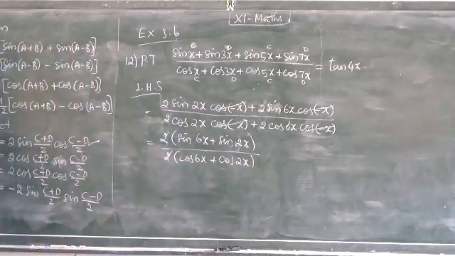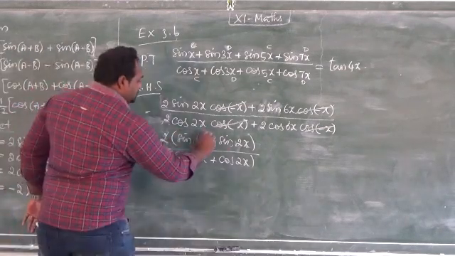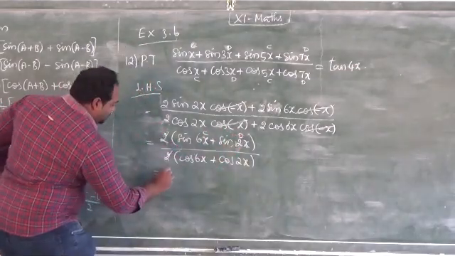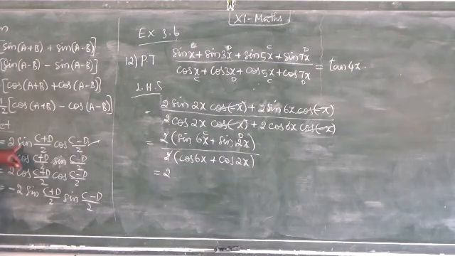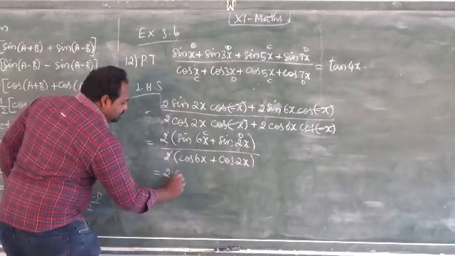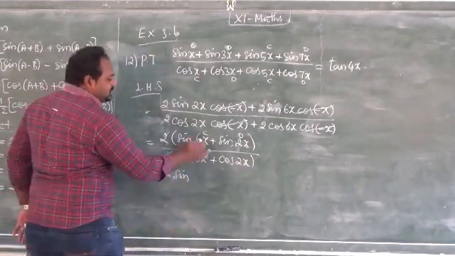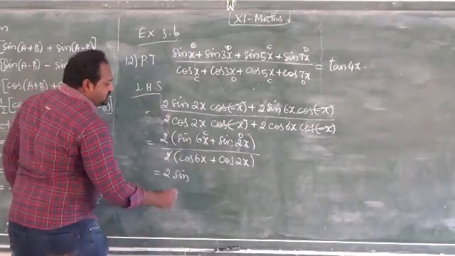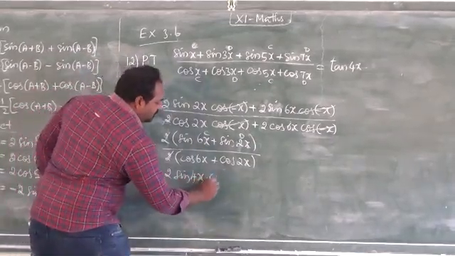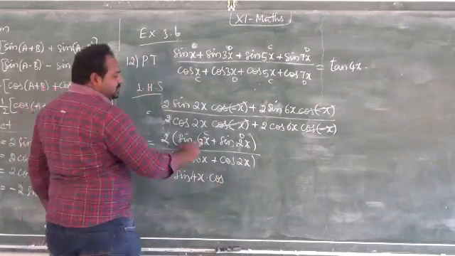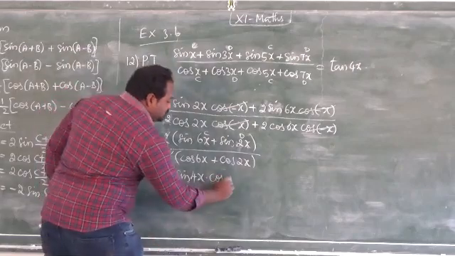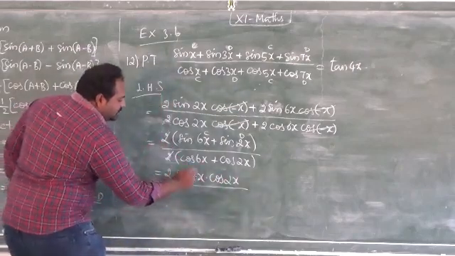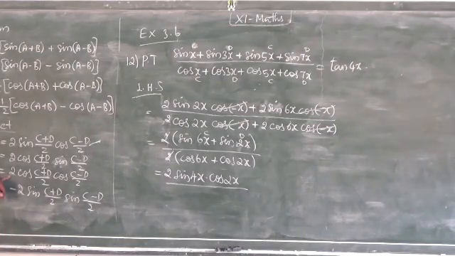Next we have a sum to product identity, sin C plus sin D. This is C, this is D. 2 into sin C plus sin D formula is 2 sin (C plus D)/2 cos (C minus D)/2. So sin (C plus D)/2, 6x plus 2x is 8x by 2 is 4x, into cos (C minus D)/2, 6x minus 2x is 4x by 2 is 2x, whole divided by cos C plus cos D, which is 2 cos (C plus D)/2 cos (C minus D)/2.